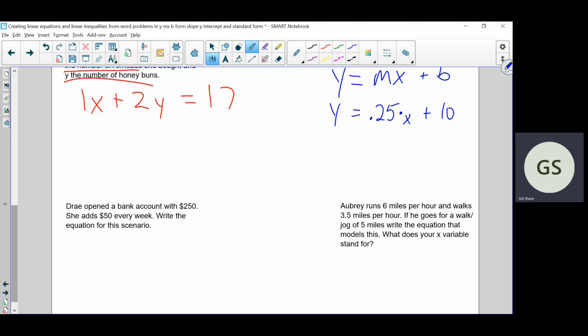Once you know that, plugging the numbers in is normally the easier part. No, because miles per hour are these numbers. That's miles per hour. That's miles per hour. So X.